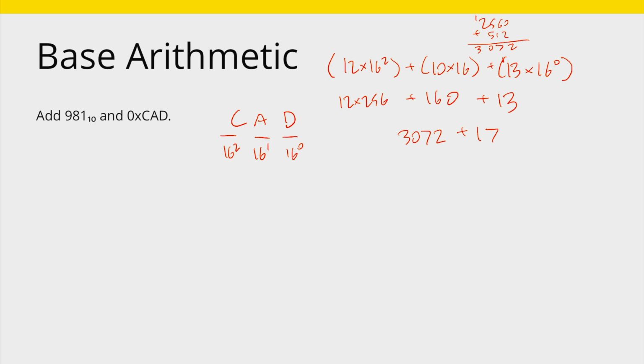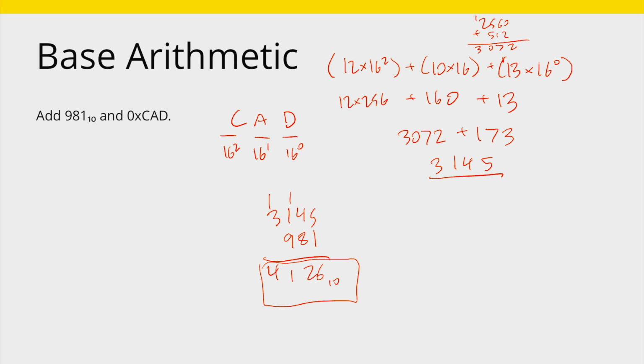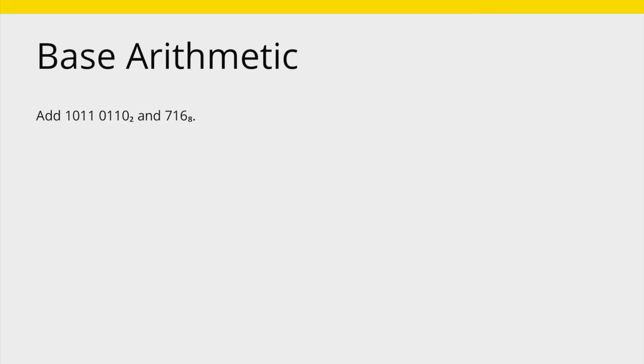plus 173, which would be 3, 1, 4, 5. All right, so now we can add now that we're in the same base. So 3, 1, 4, 5 plus 9, 8, 1. And there we go, in base 10. Okay, so hopefully you've watched the powers of 2 video and you can make these into the same base and add them up.